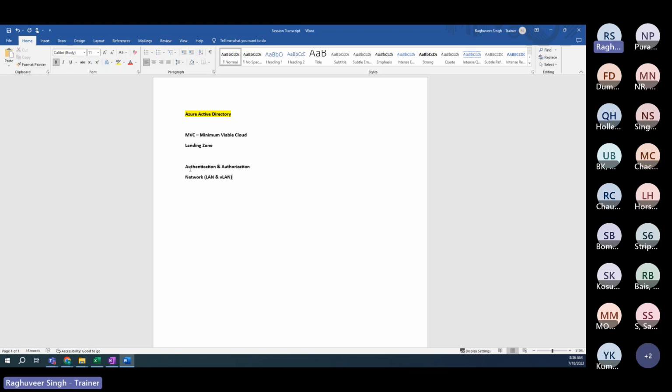So you also need a network so that you can restrict the resources, restrict the applications, and you can create a boundary around it. You can define the boundary so that you decide who will be able to access the application, who will not be able to access the application.